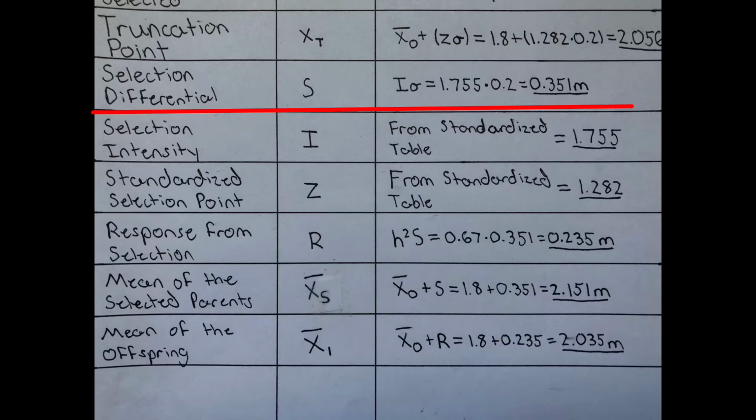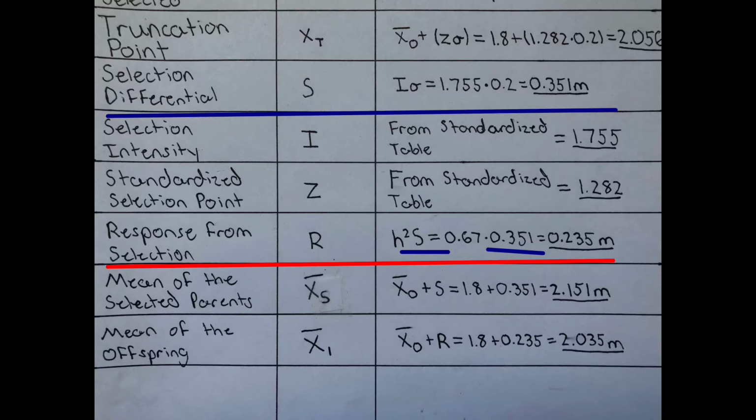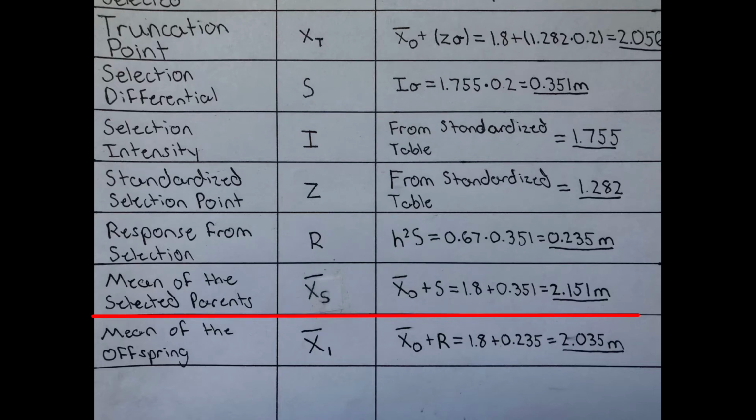me 0.351 meters. I can then use the selection differential to determine the response from selection by multiplying it by the realized heritability, which gives me a value of 0.235 meters. I can also determine the neck length of the selected parents by adding the mean neck length of the original population to the selection differential.